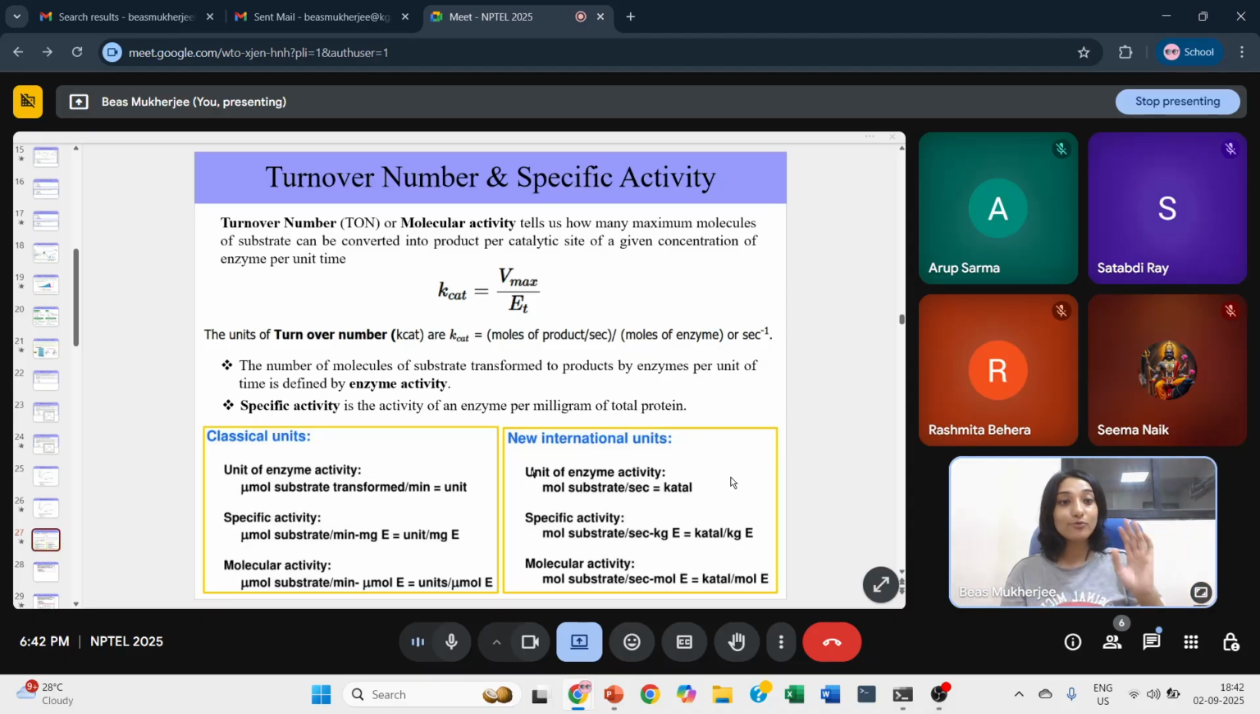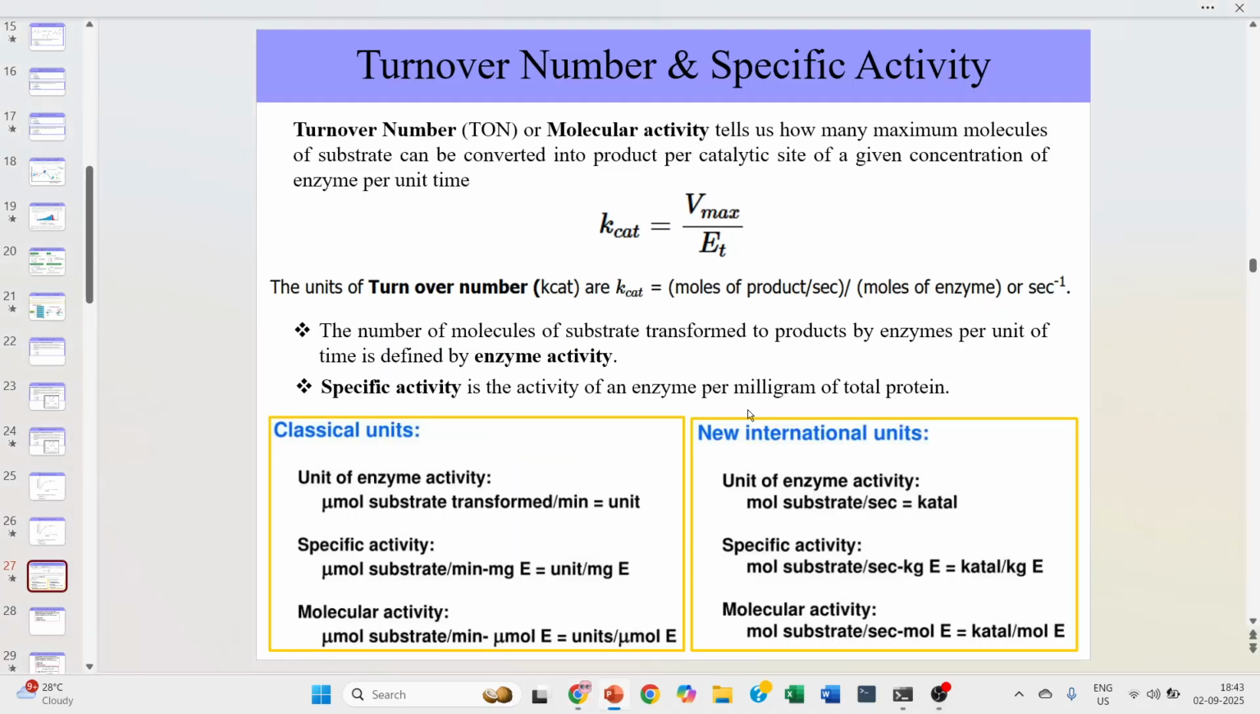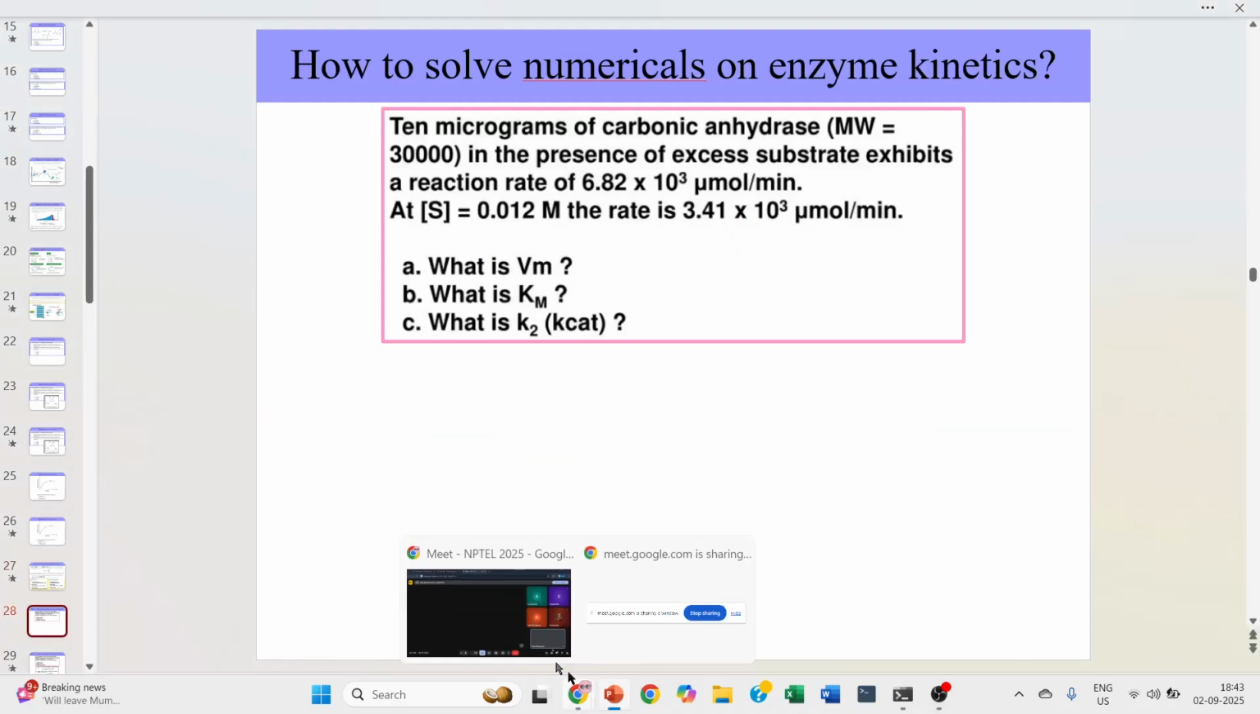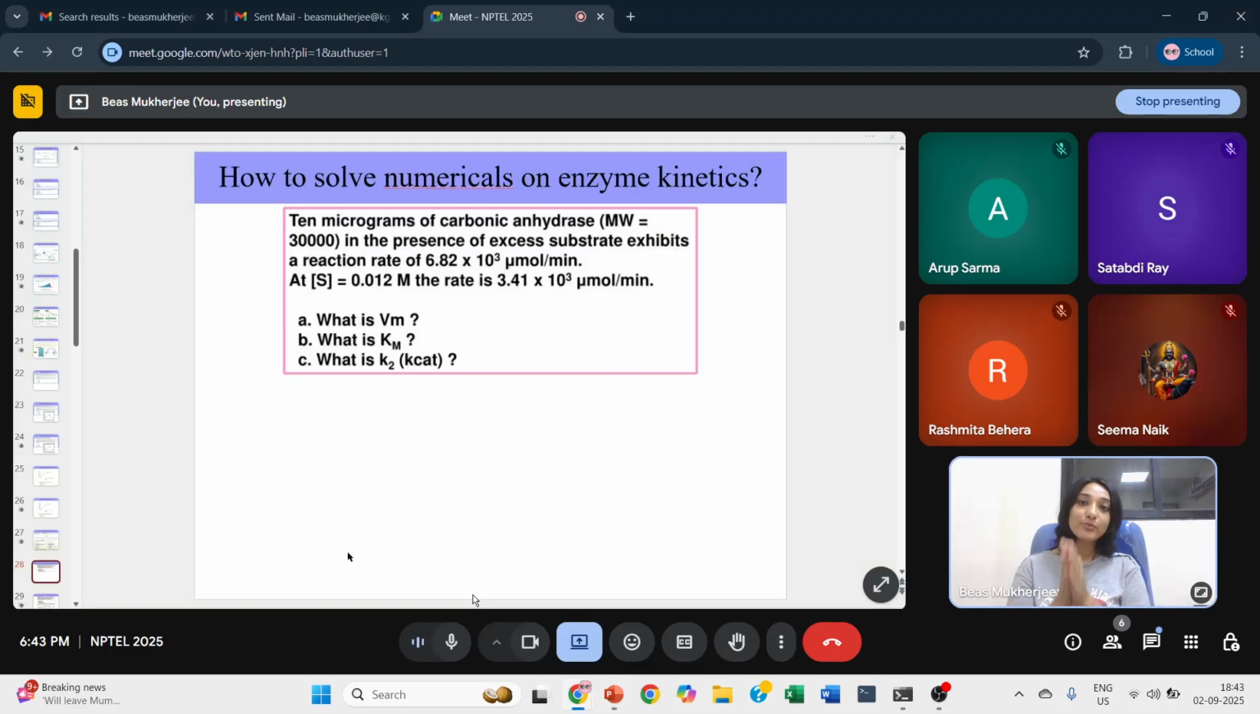Now it sounds confusing, I know, but with practice you will be able to understand and remember all of these, because for your numericals you have to. Okay, you have to remember all of these. Okay, so now we have a question here. So let's try to solve this.